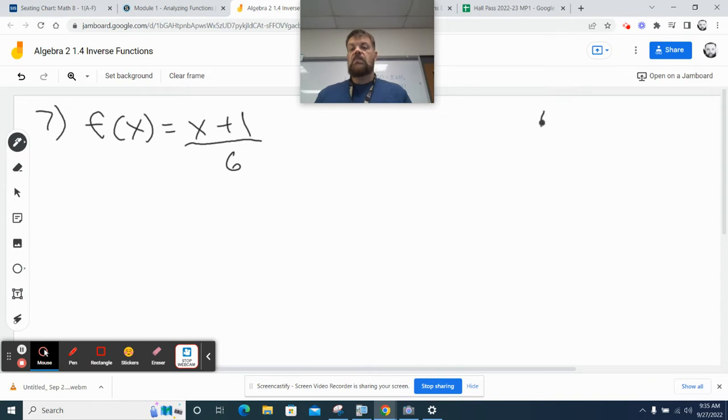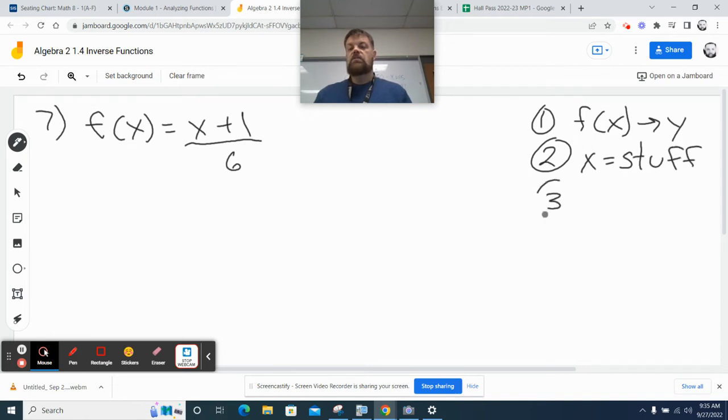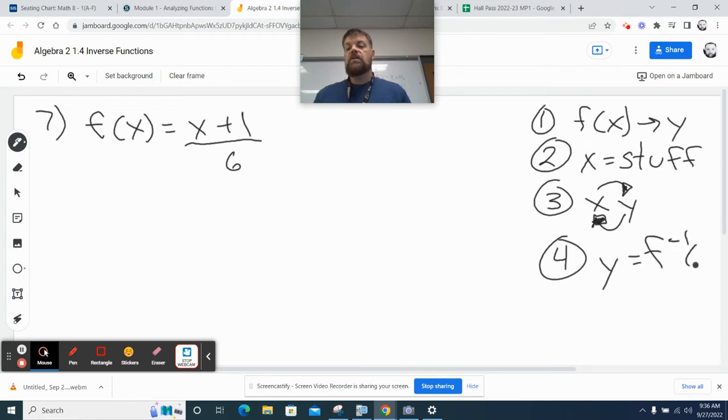All right. So remember, step 1, we're going to make f of x equal y. Step 2, we're going to make x equal some stuff. Step 3, we're going to swap x and y. And then step 4, we make y look like f inverse of x. Okay. So first step, make f of x equal y.